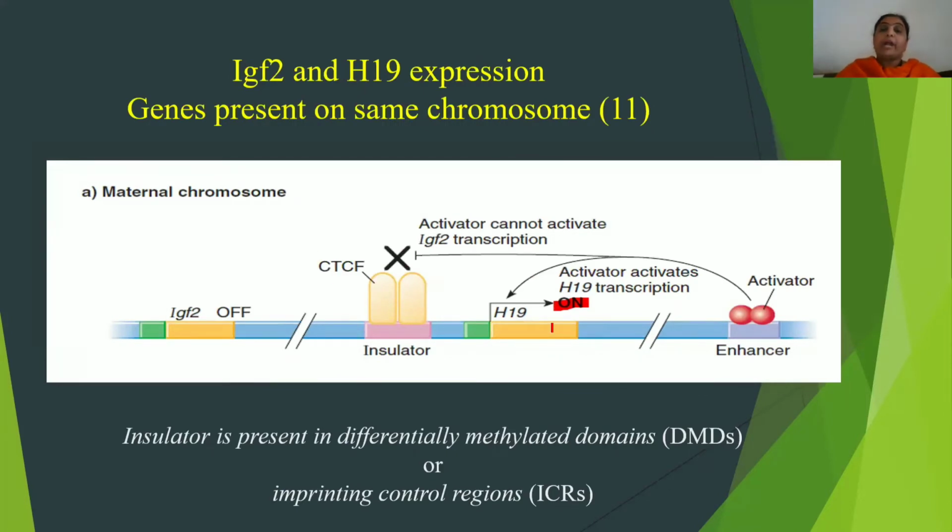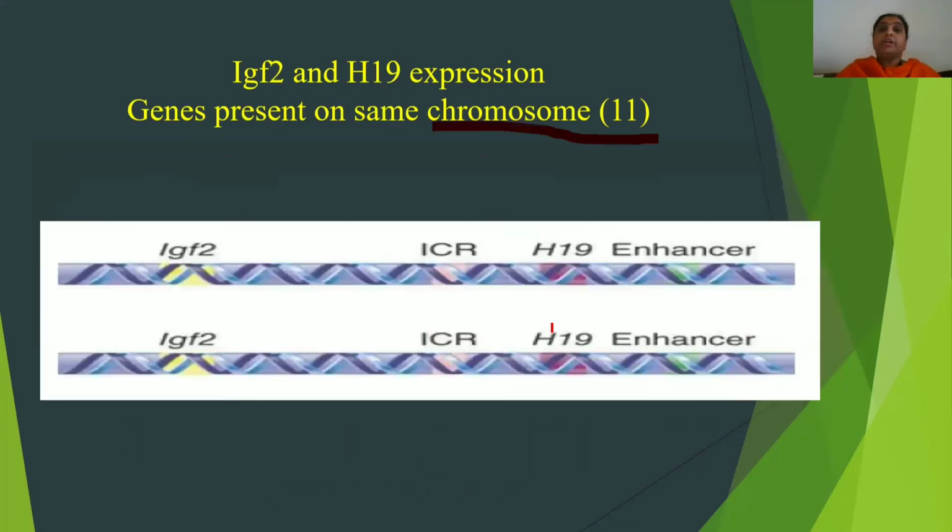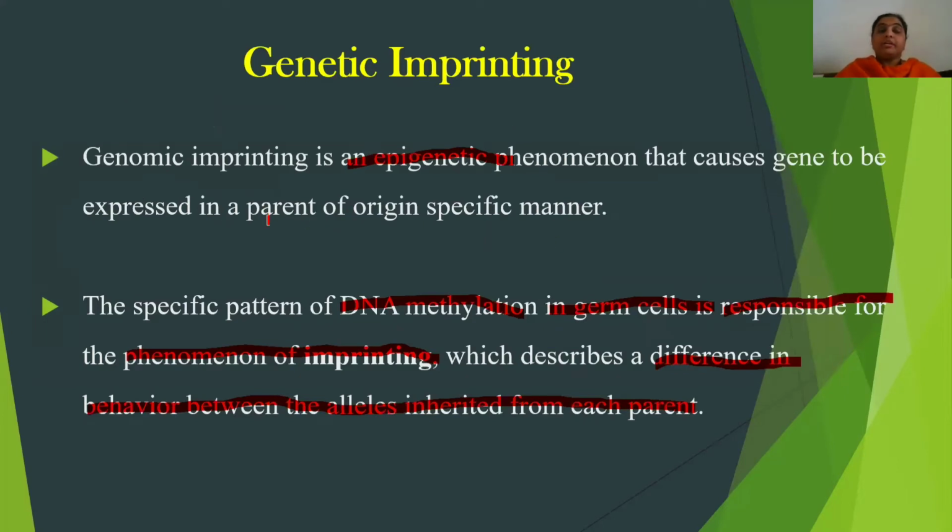So this is a pattern of the expression, and that pattern of the expression is going to be inherited by the offspring. So what is written here? The phenomenon that causes genes to be expressed in an origin-specific manner. Means if it is a maternal chromosome, allow the expression of H19. If it is the paternal side of the chromosome, allow the expression of IGF2. This is a parent-of-origin specific manner.